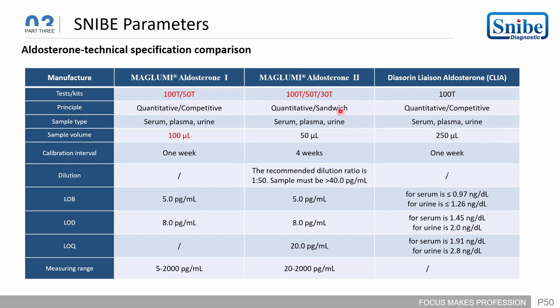The DiaSorin has a competitive assay. We have just 50 microliter in the second generation as compared to 100 microliter in the first generation, while the DiaSorin requires 250 microliter sample volume for performing a single test. Calibration interval: in the first generation, we have improved it to 4 weeks, while the DiaSorin has a 1 week calibration.